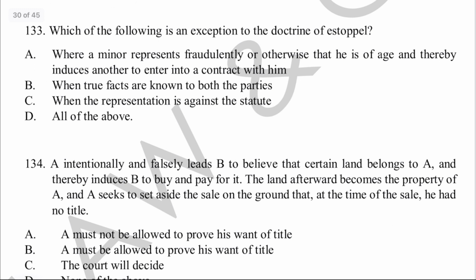Question number 133. Which of the following is an exception to the doctrine of estoppel? Estoppel, section 115 of Evidence Act. Where a minor represents fraudulently or otherwise that he is of age and thereby induces another to enter into a contract with him, when true facts are known to both parties, when the representation is against the statute, or all of the above. It is all of the above.